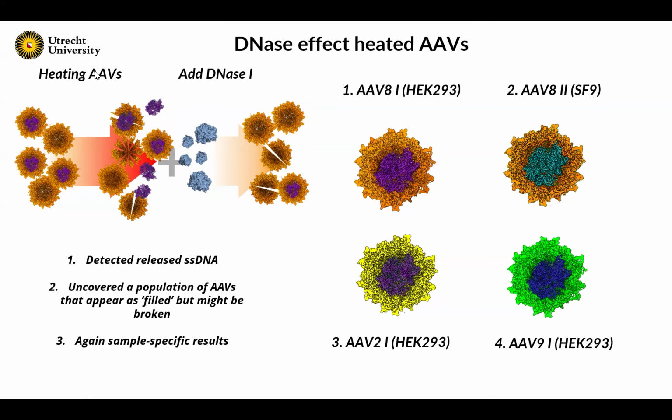So what can we conclude on the basis of these experiments, where we have a combination of the heating of our AAVs and the addition of DNase? Well, in some cases, we can clearly see the actual genome that has been released by the capsids that are disassembling upon heat. And we can also see that following heating of our AAVs, there's a population of AAVs that appears to be filled, but they might actually be broken, or at least the genome is exposed to the outside where DNase can access it and starts to digest it. But also this appears to be quite a sample-specific effect. We do not see it for all our samples.